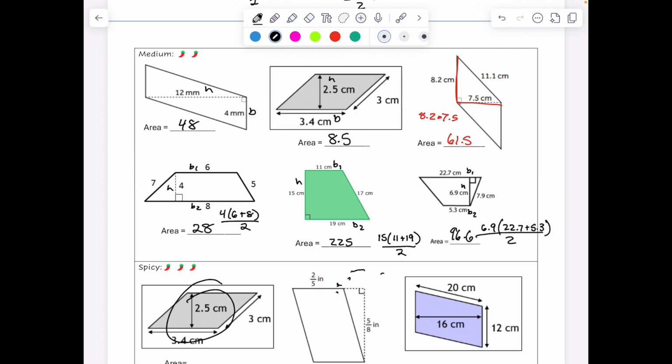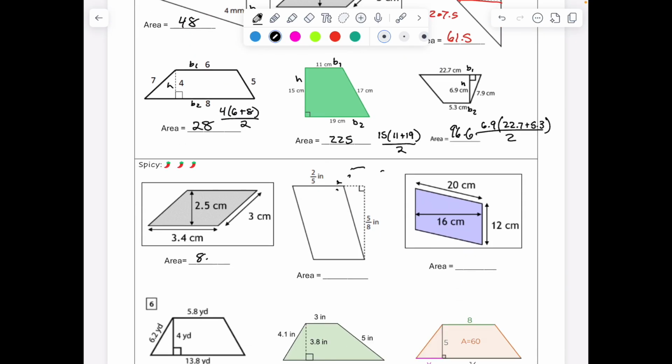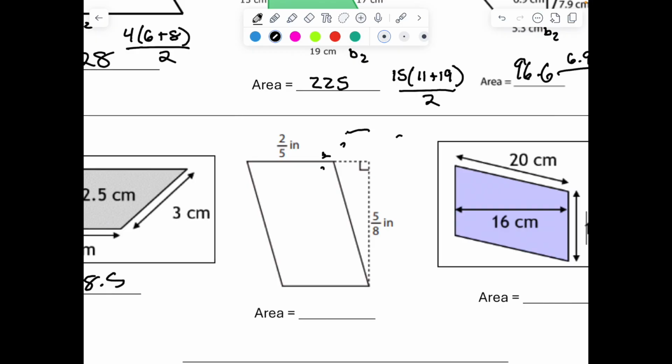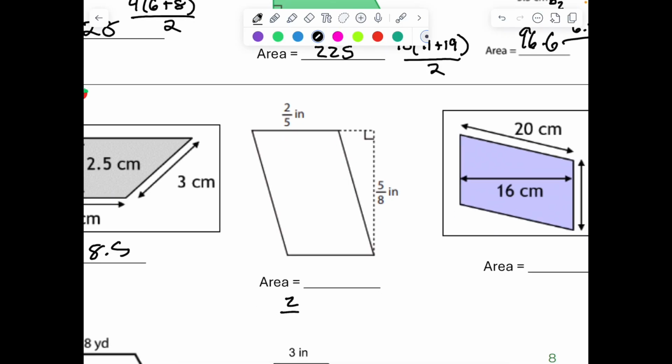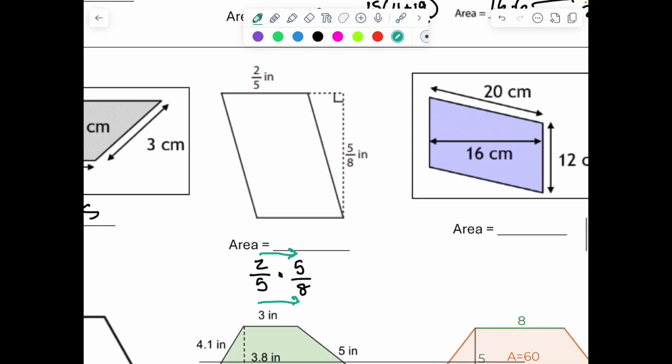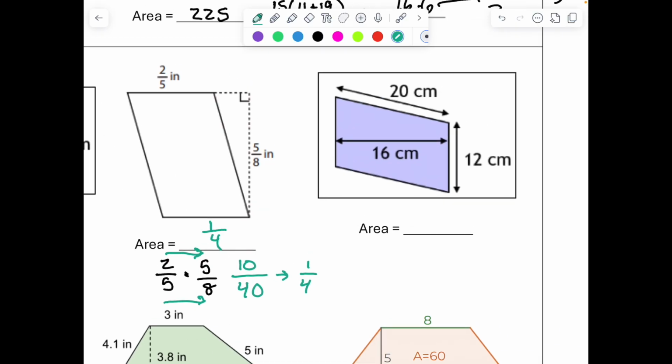All right, and then on to the spicy. We've already done this problem over here, so that's going to be 8.5. All right, here, base times height, but they're fractions. No wonder it's spicy. However, multiplying fractions is super easy. You simply multiply the top numbers and multiply the bottom numbers. So 2 times 5 is 10, 5 times 8 is 40. We can simplify that to 1 over 4 is our area.